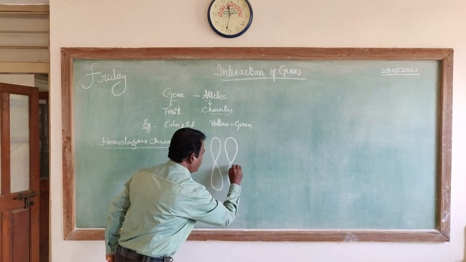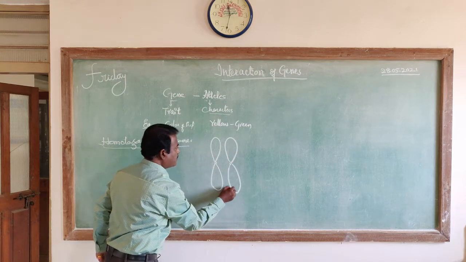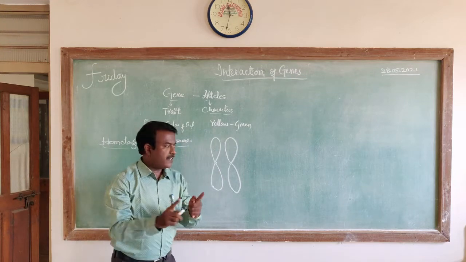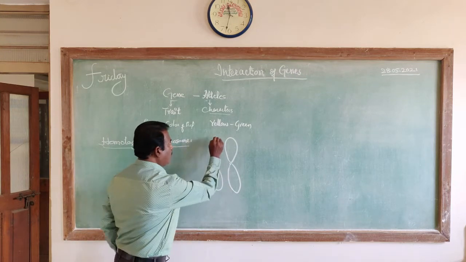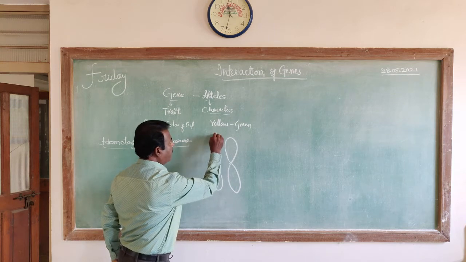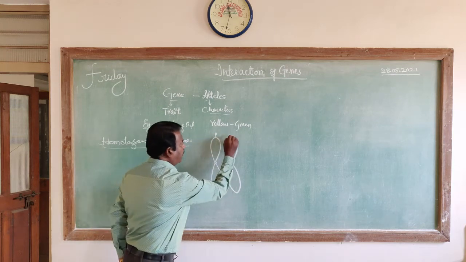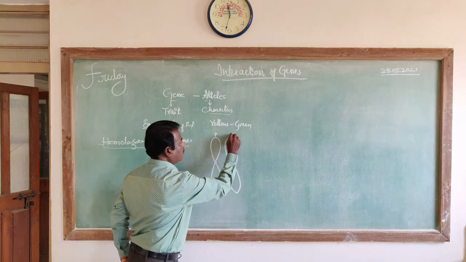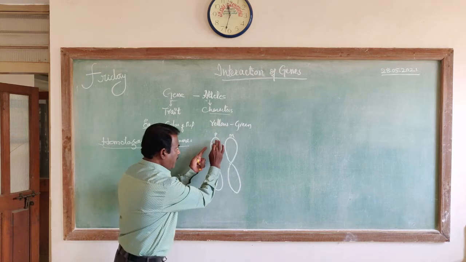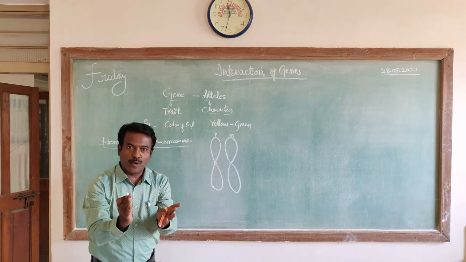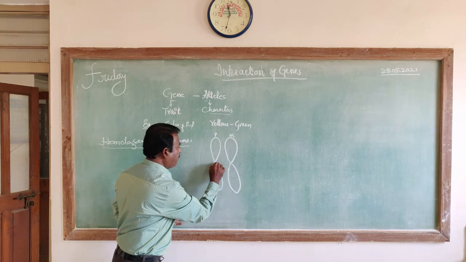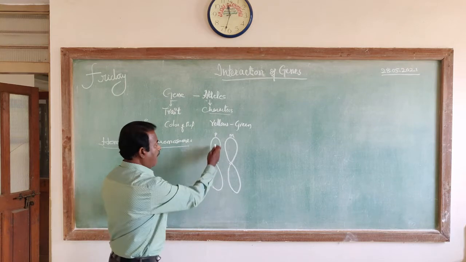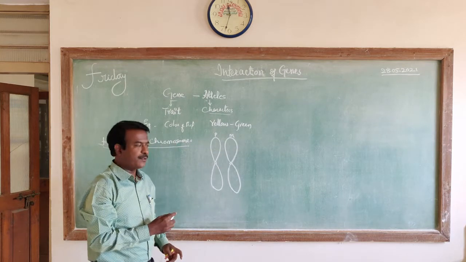In what condition do we call these chromosomes homologous? Homologous chromosomes, as I said, are present in pairs because one belongs to the male parent as a paternal chromosome, and the other belongs to the female parent, so it is the maternal chromosome. To say that these are homologous to each other, they should have a similar location of the centromere, having equal sized arms.